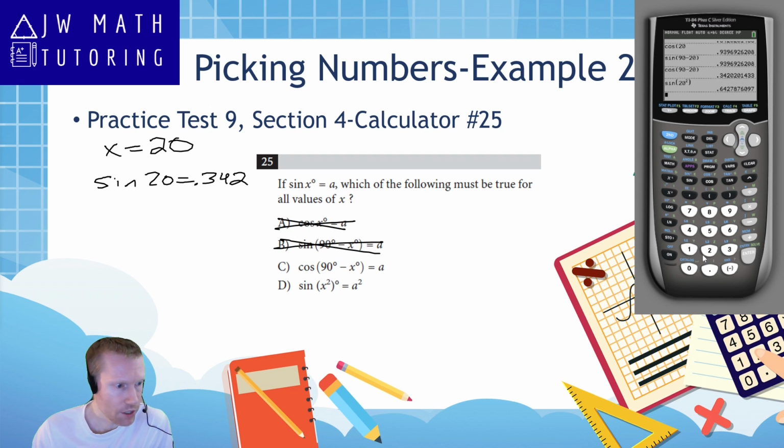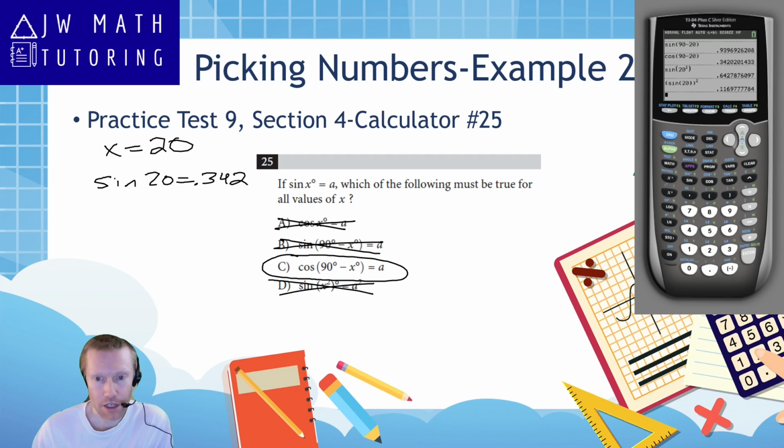So really what I want to do now is take the value of sine 20 that I got originally, and I could just type in 0.342, but I'll just type in the expression sine 20. So I want to take that and square that whole number. Okay, we can clearly see now that these two numbers on the screen are not equal. In other words, the sine of 20 squared does not equal the sine of 20 quantity squared. So D is wrong, and therefore the correct answer is going to be letter C.